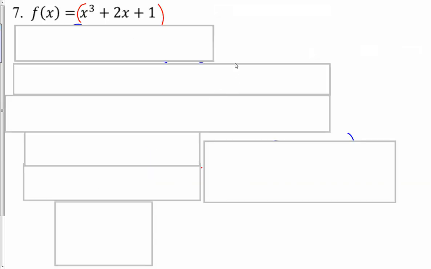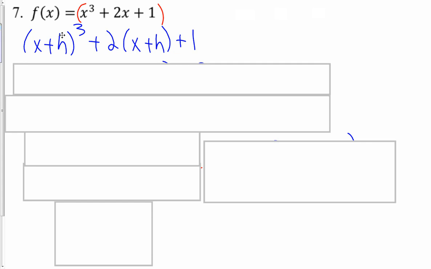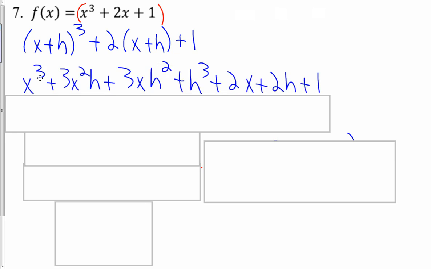Next, x cubed plus 2x plus 1. Now again, x cubed was one we did before in terms of the x plus h cubed, so I'll re-say that one in a little bit, plus 2 times x plus h plus 1. So we've got to deal with this. X plus h times x plus h times x plus h is x cubed plus 3x squared h plus 3xh squared plus h cubed, not 3, just plus h cubed. And this is just going to be 2x plus 2h and then plus 1.